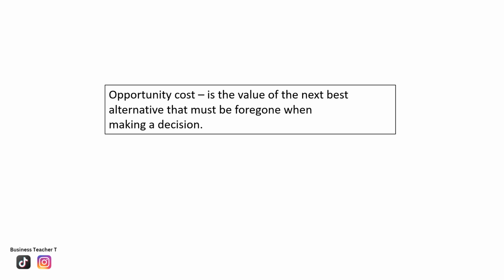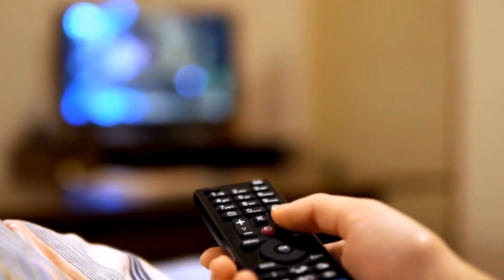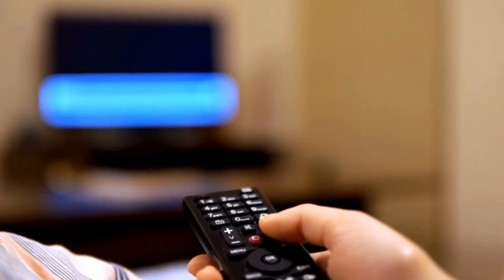Imagine you have a free Saturday evening and you have 2 options on how to spend it: go to the cinema to watch a movie, or stay at home and watch Netflix. If you go to the cinema, the opportunity cost, what you've sacrificed, includes the comfort and convenience of staying at home, the money spent on a cinema ticket, snacks, and transportation, the ability to watch multiple episodes on Netflix, and the flexibility to watch at your own pace, pause, and take breaks.